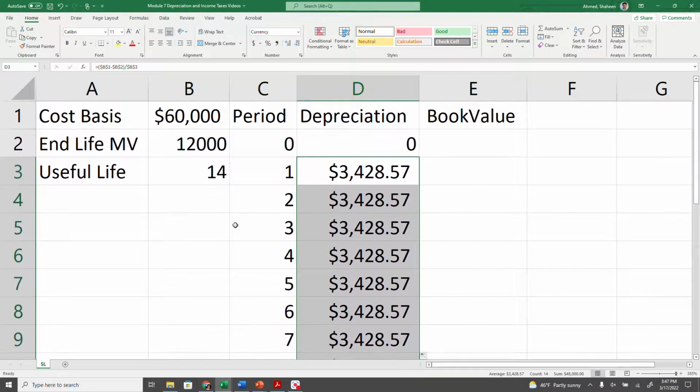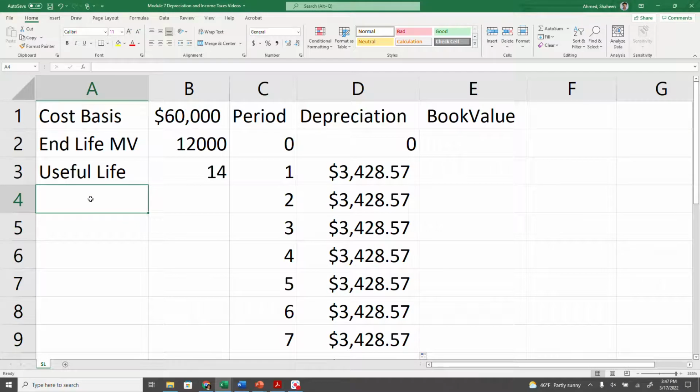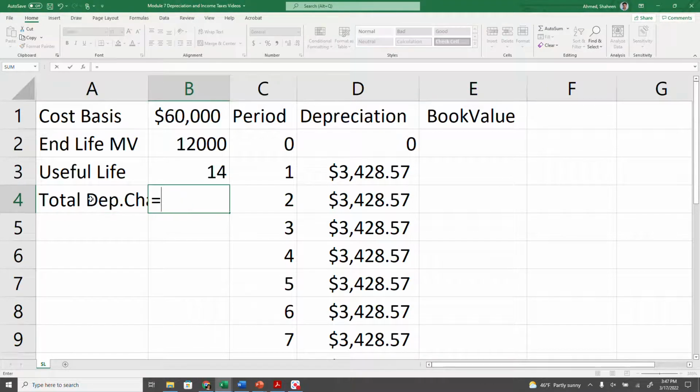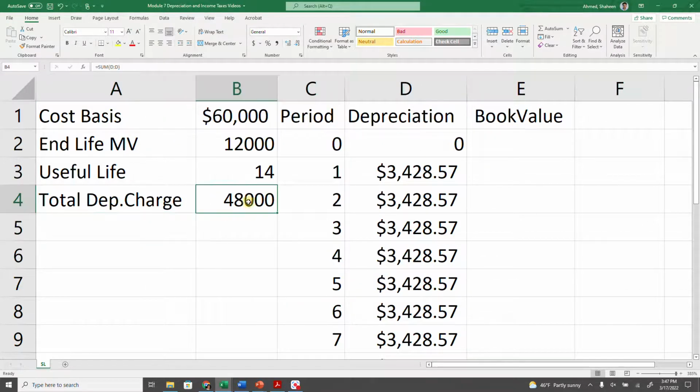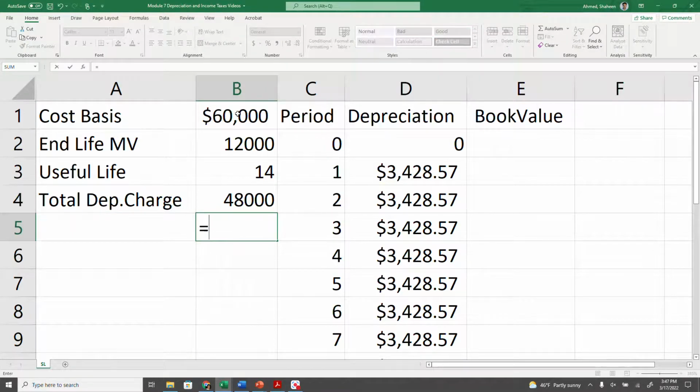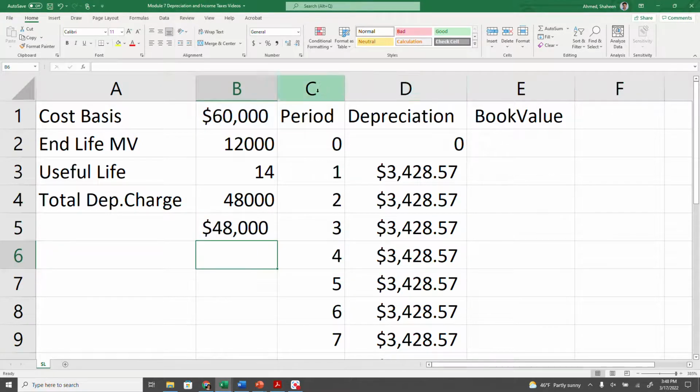One of the things that I would like to check is the total depreciation charge. I will simply sum these just to double check that we did not claim more than what we spent. As you can see here, we have charges of 48,000, which is basically 60,000 minus 12,000. So that's correct. This is correctly calculated.